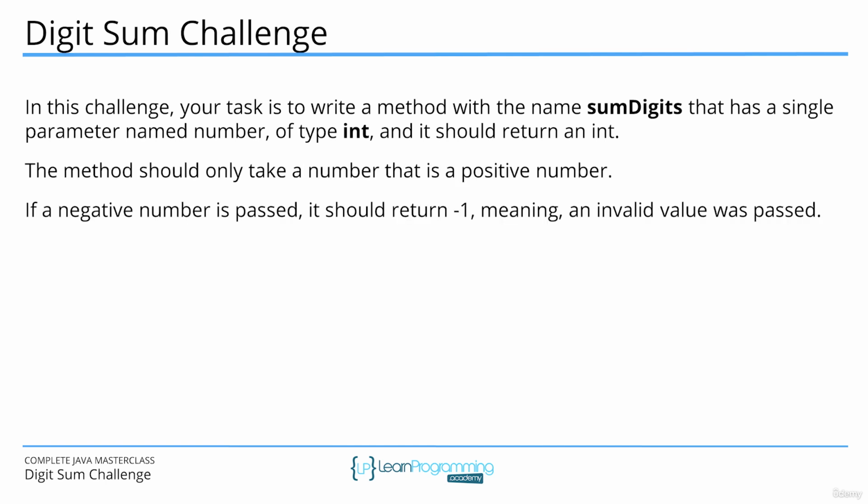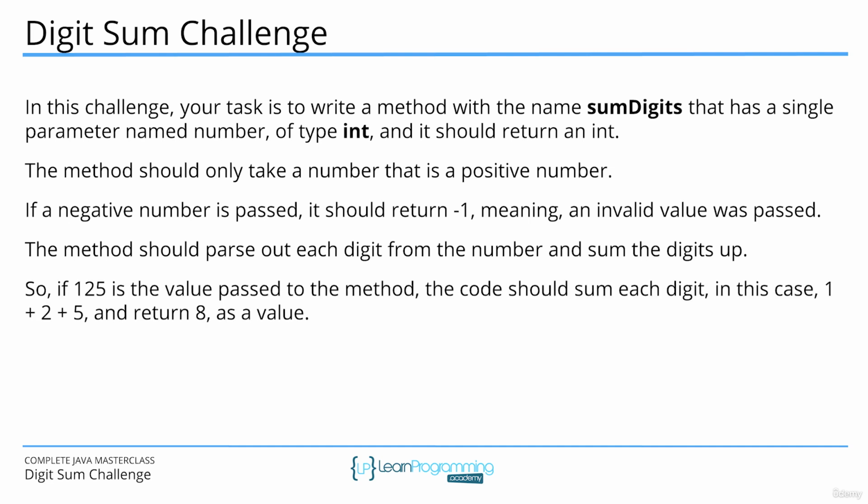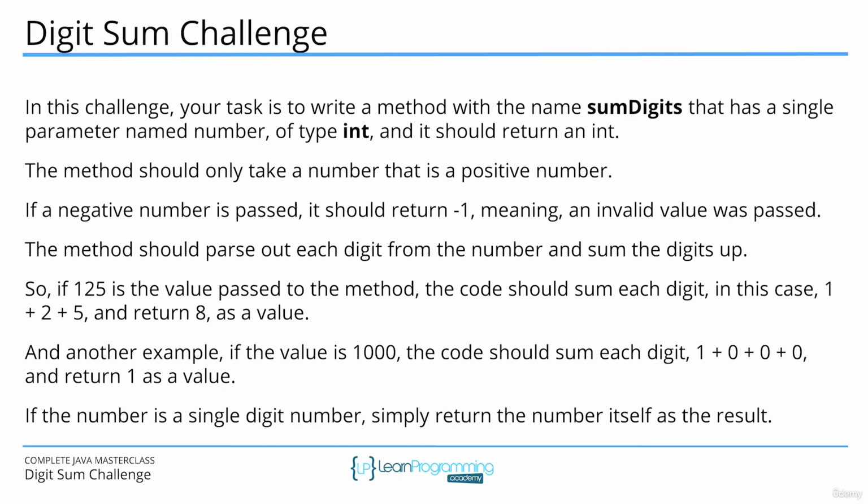If a negative number is passed, it should return -1, meaning an invalid value was passed. The method should pass out each digit from the number and sum the digits up. So if 125 is the value passed to the method, the code should sum each digit, in this case 1 plus 2 plus 5, and return 8 as a value. And another example, if the value is 1000, the code should sum each digit, 1 plus 0 plus 0 plus 0, and return 1 as a value. If the number is a single digit number, simply return the number itself as the result.